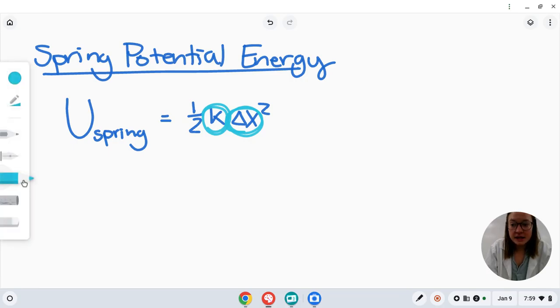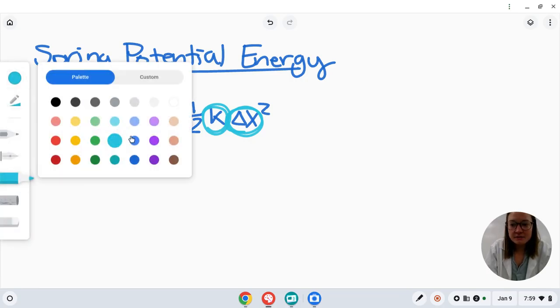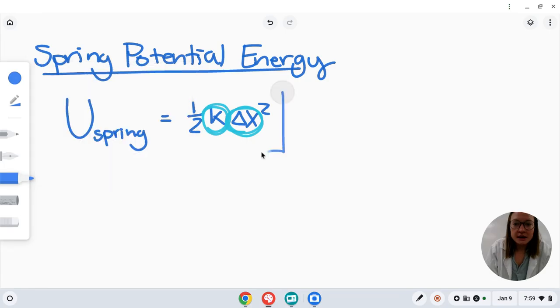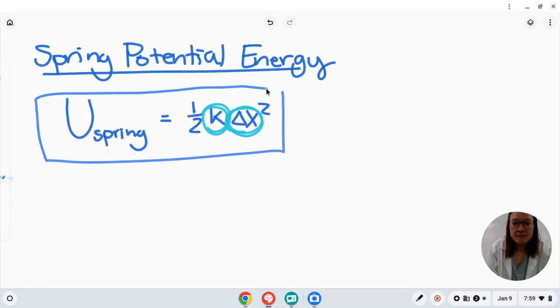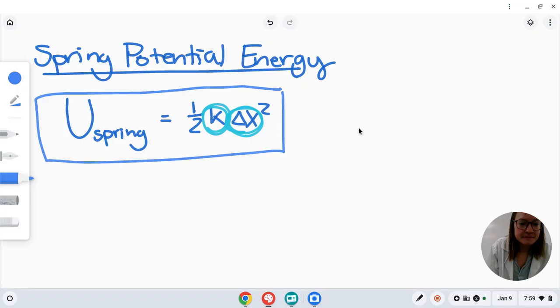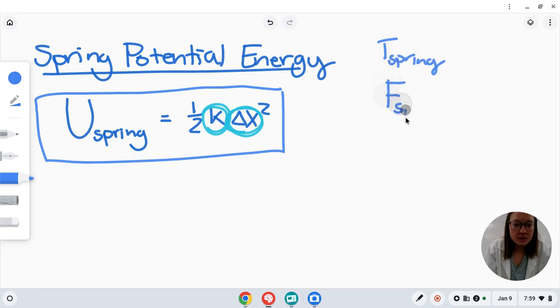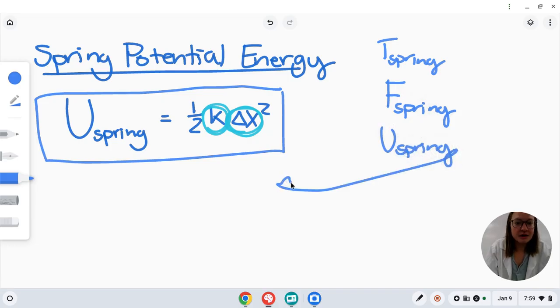This equation is absolutely, as with most of our equations here, worthy of your Psychic Bag of Tricks for this semester. So you should have added 3 equations to your bag of tricks today. 1 for the period of a spring, 1 for the spring force, and lastly, 1 for spring potential energy. Oh man, and I ended with a little pun there. Good times. And that's all for today, folks.